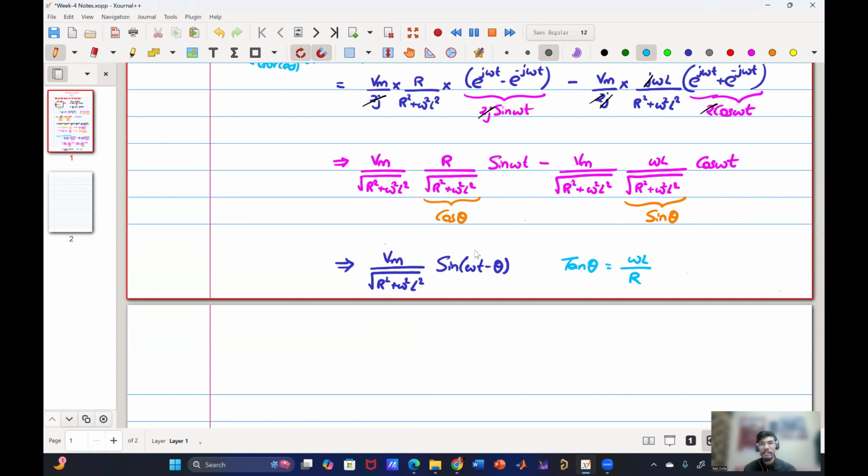Is it clear? Which part? This pink color one or the blue color one? Pink. So what I have done is I have used this formula, sin omega t minus theta is equal to sin omega t cos theta minus cos omega t sin theta. So I have used this formula, and then where sin theta is this, cos theta is that, tan theta equal to sin theta by cos theta. So tan theta is omega L by R. Clear?